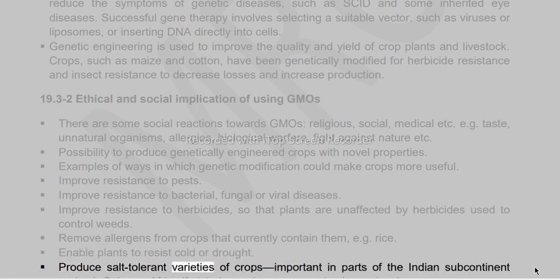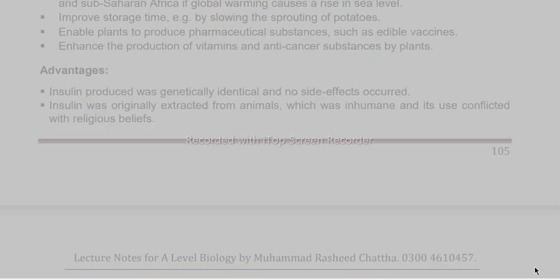Produce salt-tolerant varieties of crops, important in parts of the Indian subcontinent and sub-Saharan Africa if global warming causes a rise in sea level. Improve storage time, e.g. by slowing the sprouting of potatoes. Enable plants to produce pharmaceutical substances, such as edible vaccines.